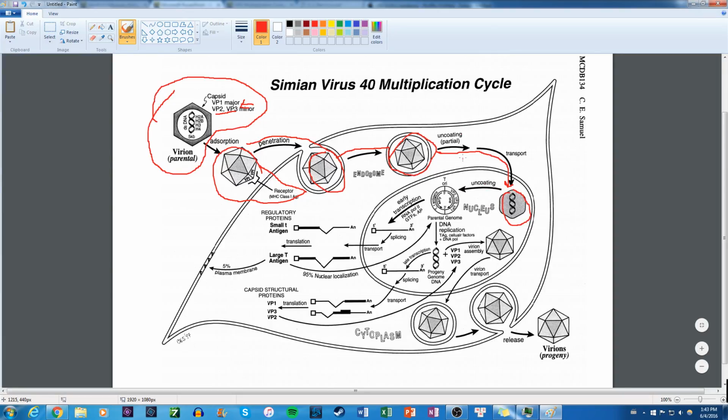So if you look back at one of my lectures or Dr. Samuel's lectures, you can brush up on the genome of SV40. And it basically has a circular genome.